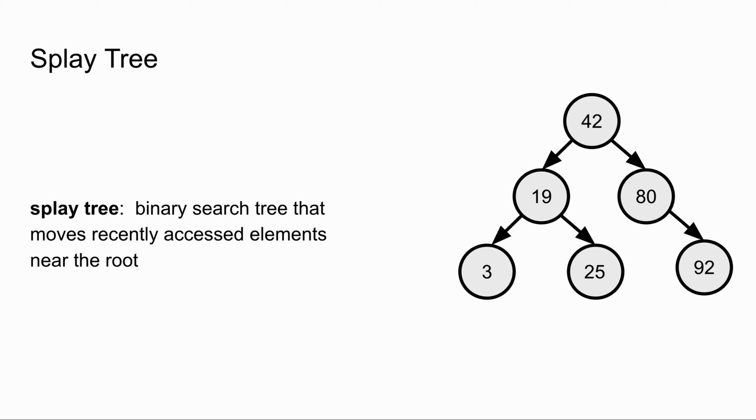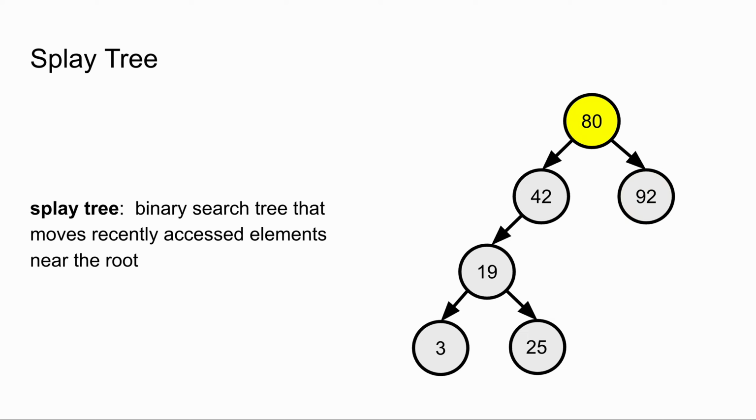So for example, if I had this splay tree and then I accessed the node with the value 80, the splay tree would then reorganize so that the node with the value 80 would be at the root.